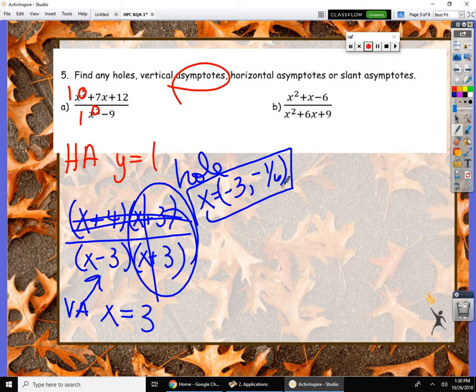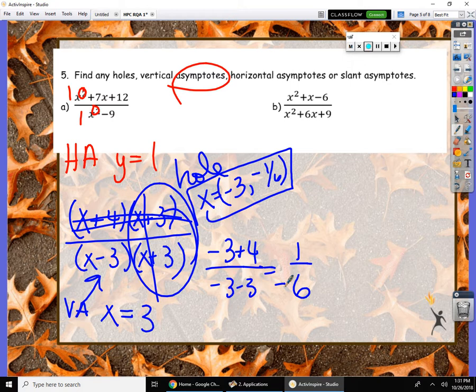Okay, let me repeat it. To give the full address of the hole, you're going to cancel out the hole. You're going to take the x value of the hole and sub it back in. So negative 3 plus 4 is 1. Negative 3 minus 3 is negative 6. So 1 over negative 6. That is the full address of the hole. The hole in the second one? Okay, we'll get there. All right?